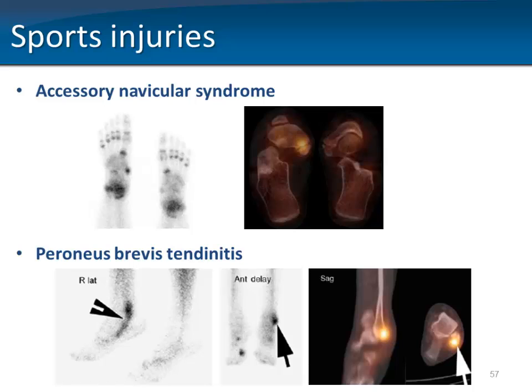This one I already showed you. It's an accessory navicular, but in young patients who do intensive sports, this can be symptomatic. And here you see the lateral syndrome, the lateral analog of the tibialis posterior, which is the peroneus brevis tendonitis. And here again you can see how the hotspot will not only project to the bone, but you can also appreciate the enlarging, the thickening of the tendon.